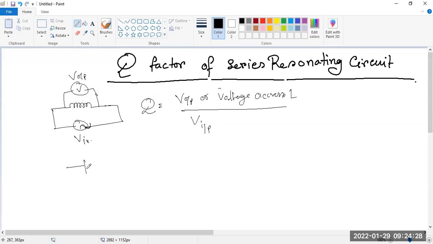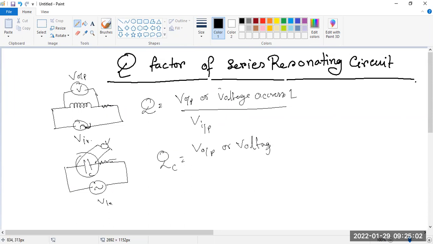The same thing applies for the capacitor. Say you provide some input voltage, and there must be some resistance or any other circuit. But if you want to measure the Q factor of this capacitor, you have to apply the voltmeter. This voltmeter will give you the voltage across this capacitor. Then the Q factor of this capacitor is the voltage across this C divided by the input voltage.